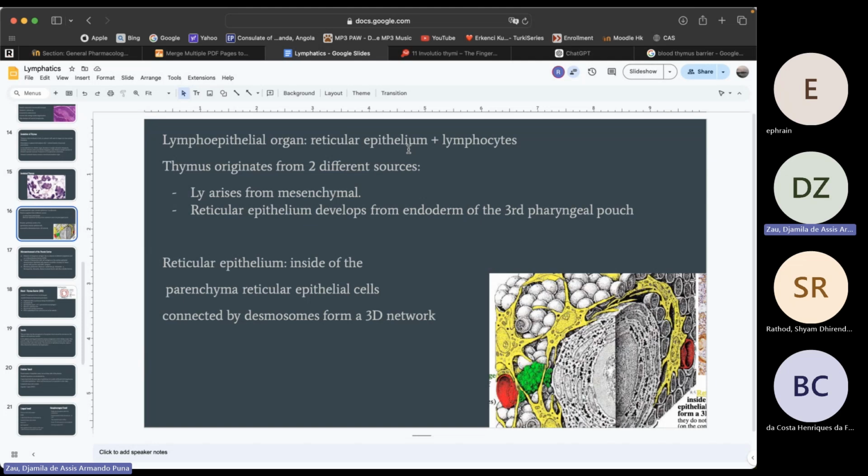They might ask you this, and you will get extra brownie points if you know it. I can't say for sure if they will fail you if you don't know this because you haven't done embryo, but they will be very happy if you're able to answer it. If they ask what two sources the thymus originates from: it's lymphocytes and the reticular epithelium, because it's a lymphoepithelial organ. The lymphocytes are going to come from mesenchyme. The epithelium part is going to develop from the endoderm of the third pharyngeal pouch. I know that doesn't make any sense right now, but it will when you do embryo.